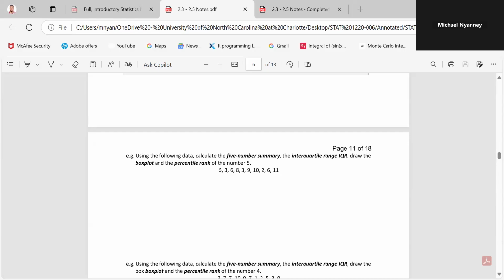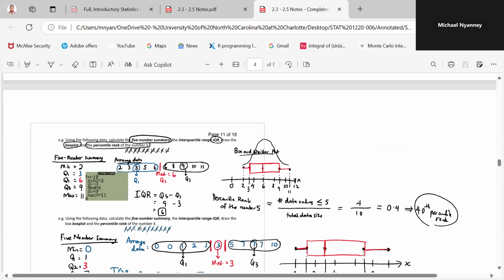So for the percentile rank, I repeat again, rearrange your data set from the minimum to the highest. Then locate your data point 5, and count the number of data points that are below or at 5, all over the total number of data points that you have, and that will give you the percentile rank. Okay, so let's see how we do that. We have a link in our Canvas page that will help us get this 5-number summary.